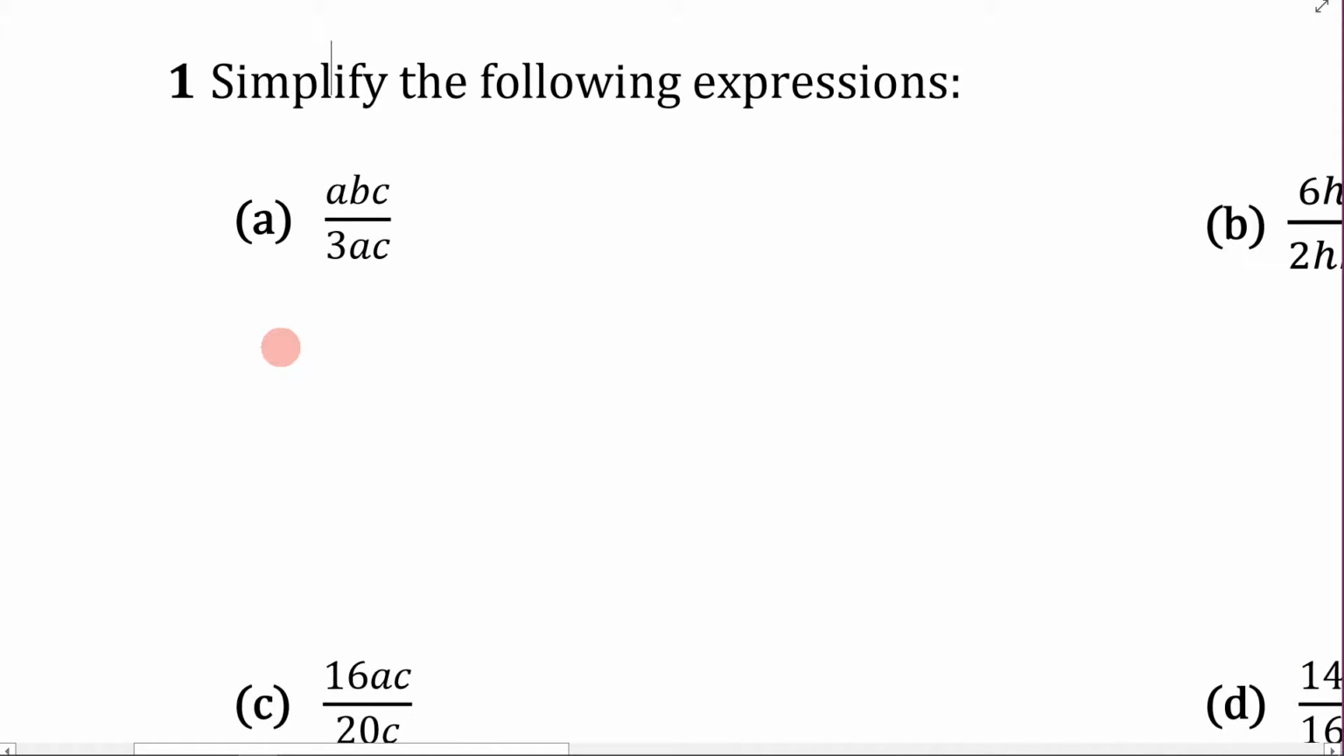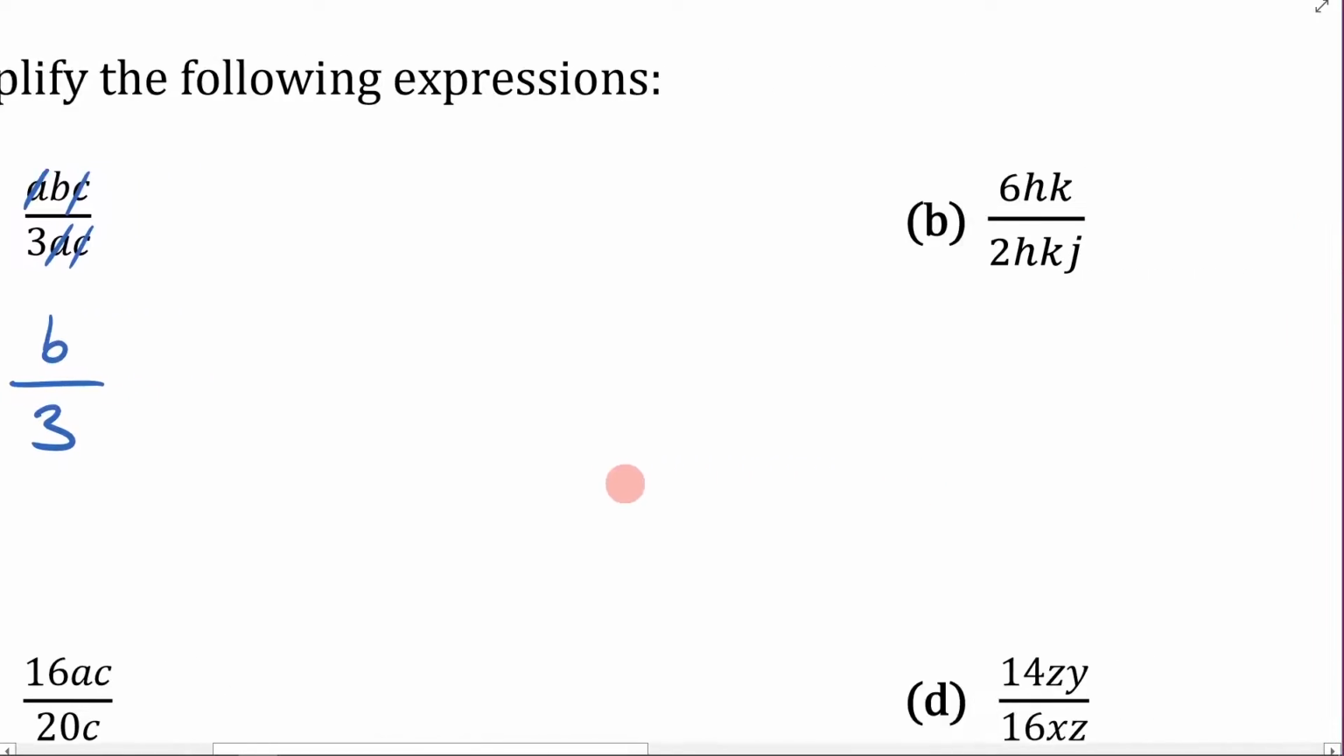Let's look here. How would we simplify this? Well, this A would cancel with that A, this C with this C, which means I'm just left with B on C here. Sorry, B on 3. Perfect, B on 3 there. And we go into the next one.